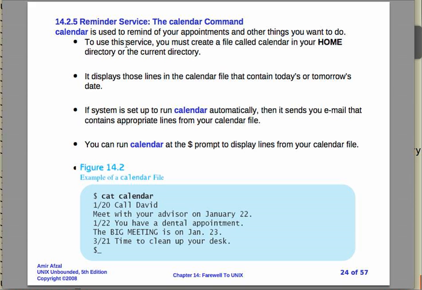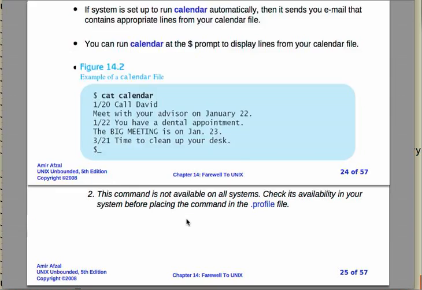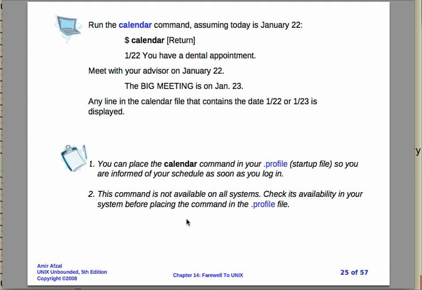As it's shown in the book, you have to create a file called calendar in your home directory or the current directory. Once you set that up with dates and notes to yourself, whenever you type calendar, you can pull up this information. I haven't set up such a file, but if I did, you would see all of that information that you add in. And then you can put your calendar command in your .profile so that you see what you have to do, let's say a reminder or something, as soon as you log in.